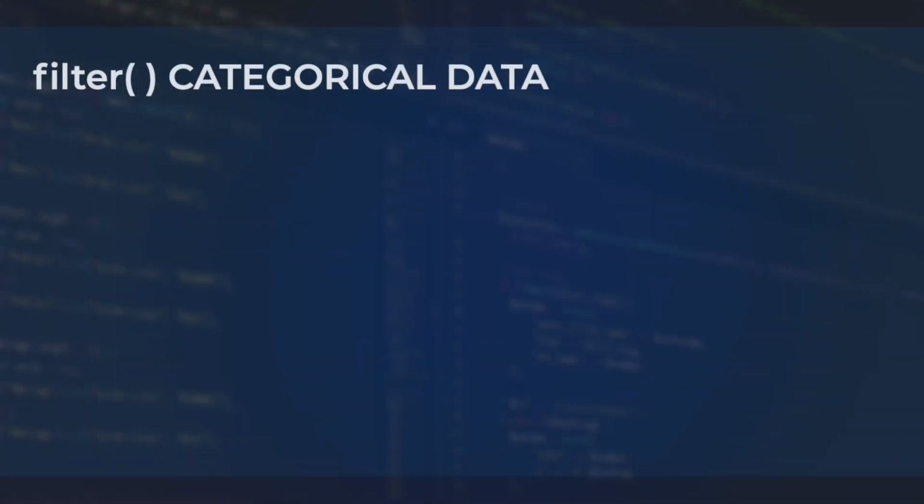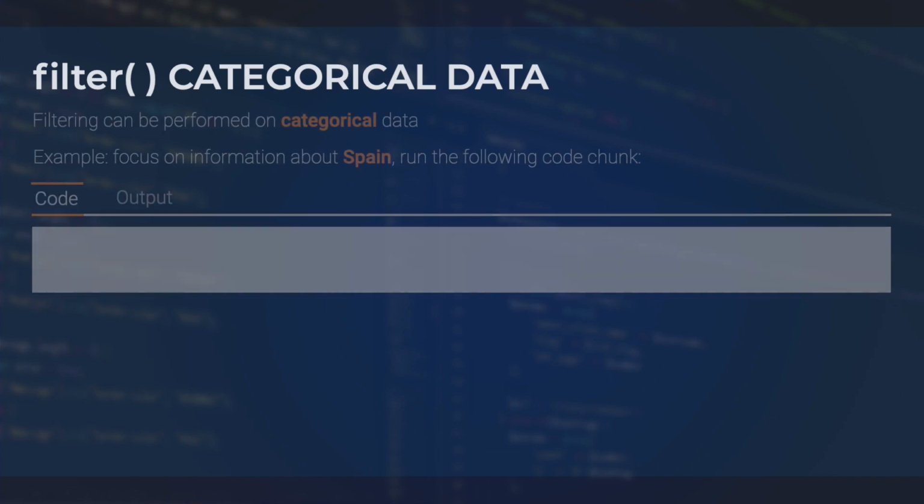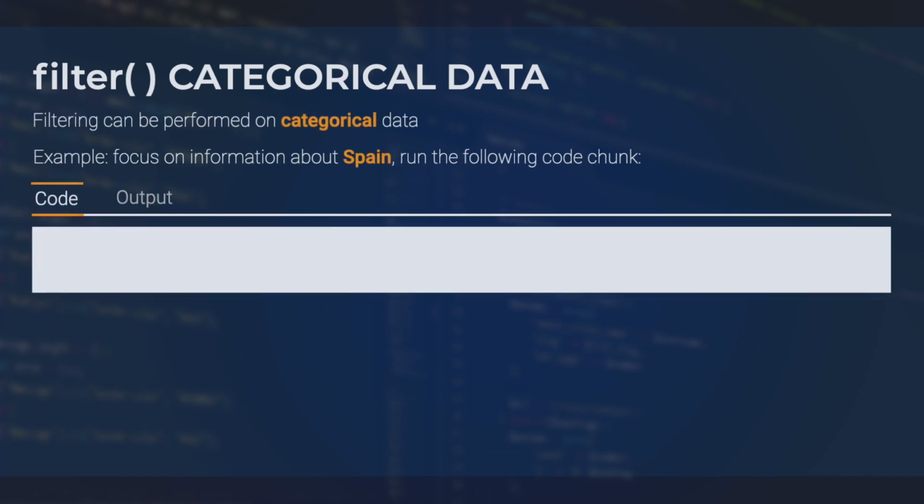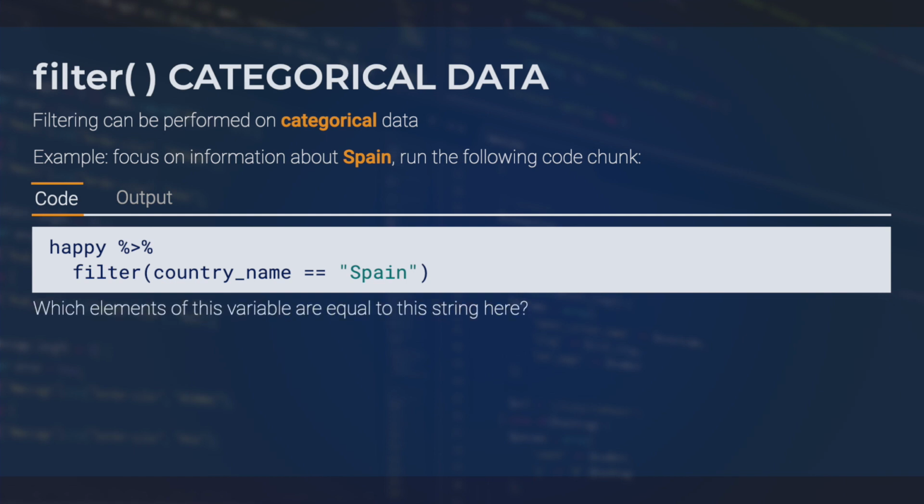So, filtering can be performed on categorical data. Take this example. Let's say we just want to focus on information about the country Spain. We begin with our data frame, happy, and then we apply the filter function to it. Within the filter function's body, we see the simple logical statement. This statement asks the question, which elements of this variable are equal to this string here? All rows for which this statement is true are kept, and all other rows are discarded. Note that we use 2 equal to signs to ask the question if 2 things are equal.